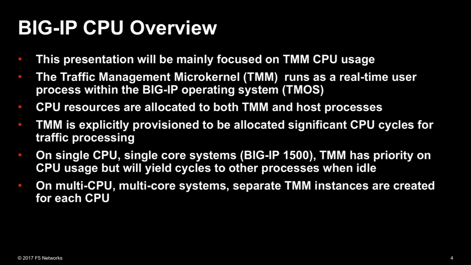On single CPU core systems, like for example the 1500s, the Tmm has priority on CPU usage, but will yield cycles to other processes when it is idle, to the control plane processes. On multiple CPU, multiple core systems, separate Tmm instances are created for each CPU.